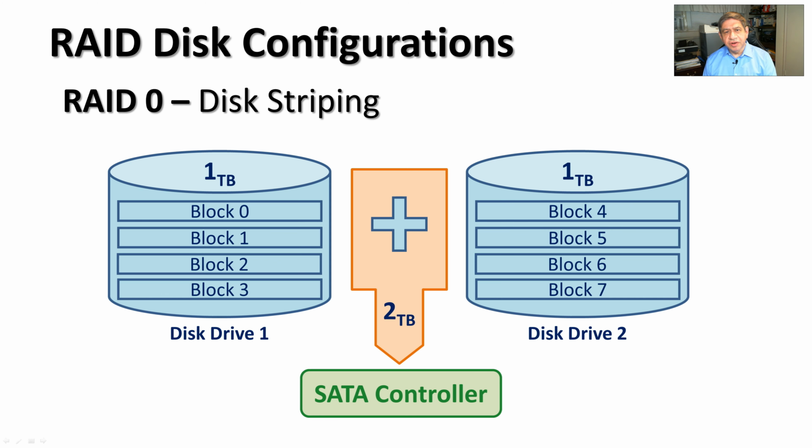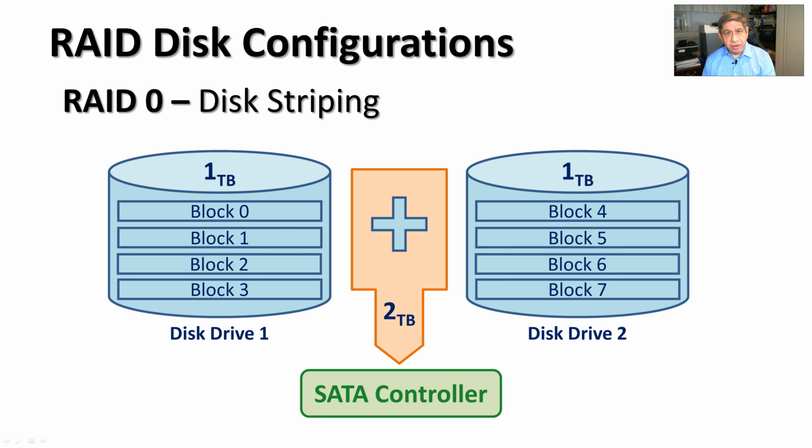Now let's talk about the configurations. Well, let's look at RAID 0 first, which is what we showed in the last video, or disk striping. In this example, we have two 1 terabyte drives. Each one, for purposes of illustration, is broken into 4 blocks. So as you can see, each drive has unique data on it. Drive 1 has blocks 0 through 3, and drive 2 has blocks 4 through 7 because they're butted together and become one logical drive. However, they have separate interfaces to the SATA controller, and that's where you pick up the extra performance.